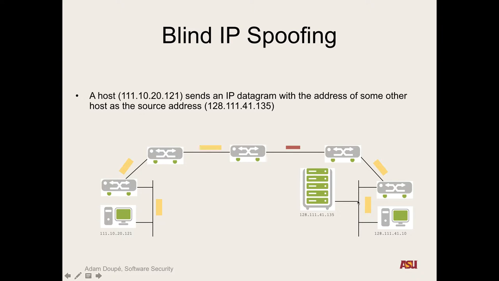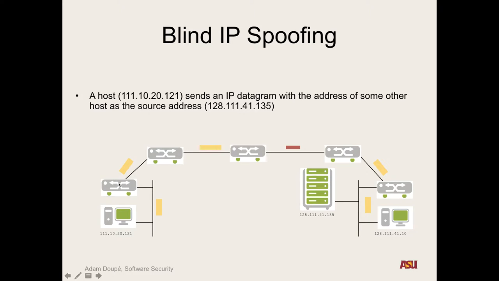So what we want to do is send an IP datagram with the address of that trusted host, 135, to make it seem like we're spoofing the from address. We're saying, yeah, this is a packet from 135 to 110. So we can do that. We send out the packet, we submit the IP address.